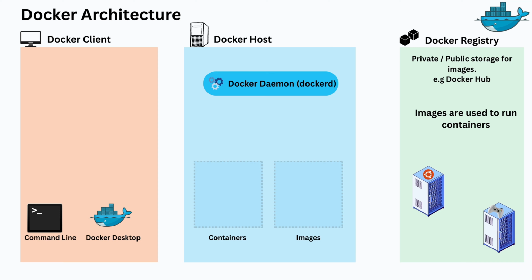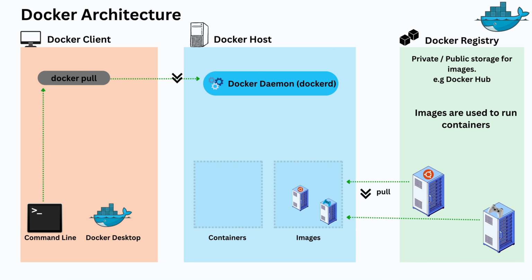Now, to run a container on a Docker host like ours in the middle in this example, we need to have images on the Docker host itself. And we can get images in two different ways. We can download them or we can create them on a Docker host. To download Docker images onto a Docker host, we need to run the Docker pull command via the Docker client. And this would communicate with the Docker daemon, which would pull those images down from the registry onto the Docker host.